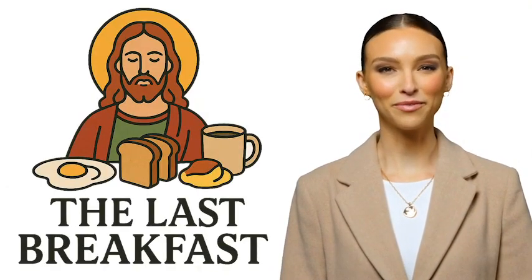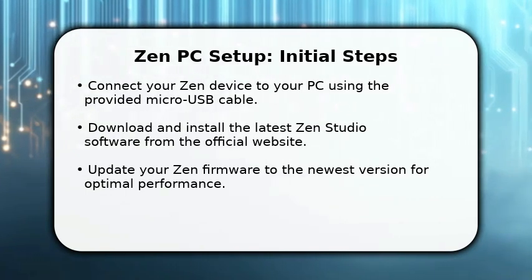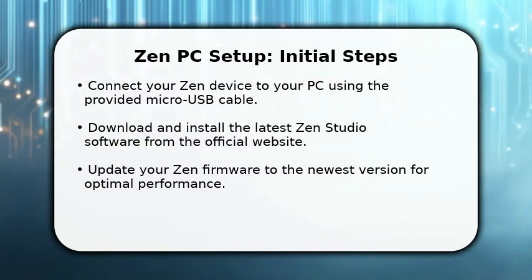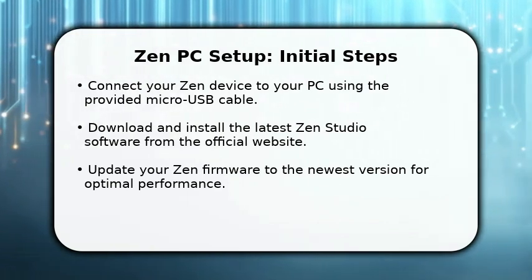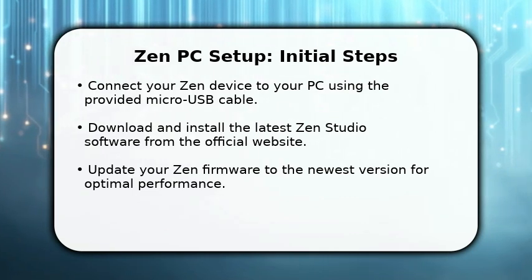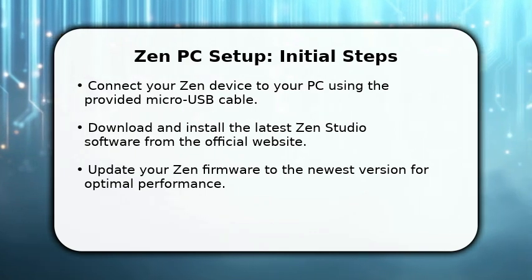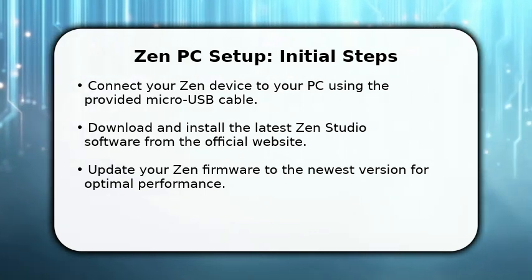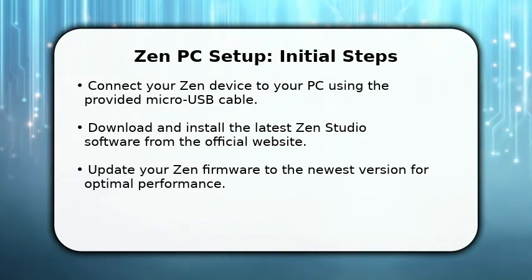Please enjoy the video. In this video, I will explain how to use Zen in PC. First, ensure your Zen device is connected to your computer via the micro USB cable. Next, navigate to the official website and download the Zen Studio software. This essential application allows you to manage your device. Once installed, launch Zen Studio and proceed to update your Zen's firmware to the latest version.